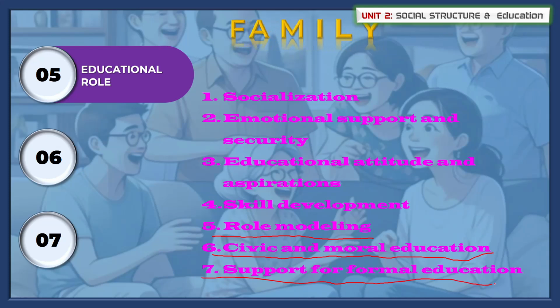Seventh and the last one is support for formal education, involvement in schooling, and resource provision. Families can support their children's education by being involved in school activities, helping with homework, and maintaining communication with the teachers, developing the skills, providing resources such as books, educational materials, and access to extracurricular activities enhances learning opportunities outside the classroom.